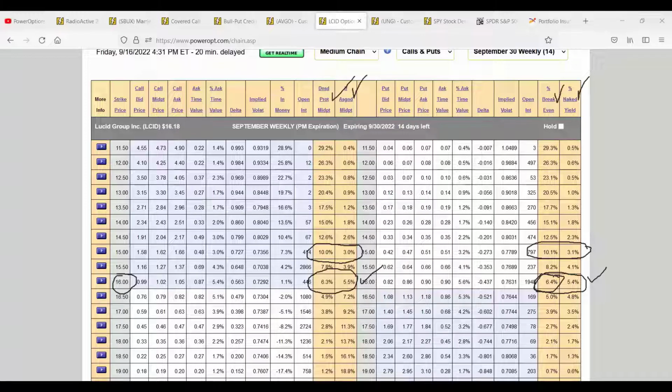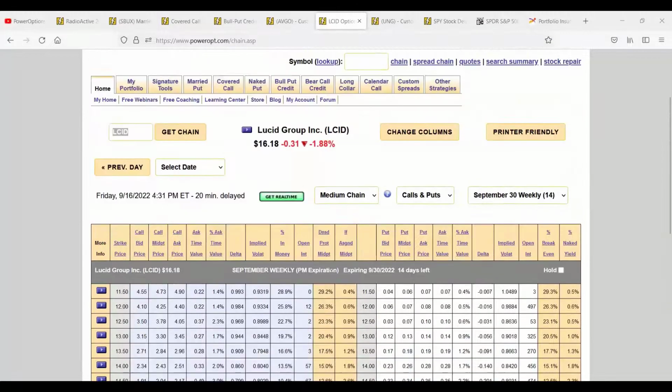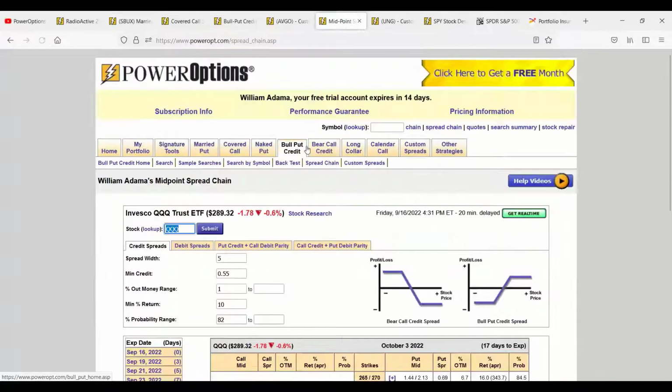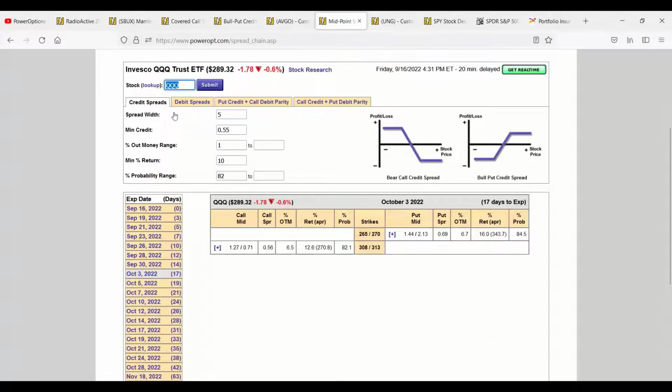For those of you who are trading spread positions, we have that tool which you can identify under any of the vertical spread positions, bull put, bear call credit, bull call debit, for example. But there is the spread chain tool. This is also available under the signature tools tab. And the spread chain tool for the vertical spreads, you've got a credit spread view where I've put in some basic information here: minimum 55-cent net credit, 1% out of the money, minimum return of 10%, probability of 82%. And it's showing me the bull put credit spread on this side and the bear call credit spread that match that criteria on the other side.